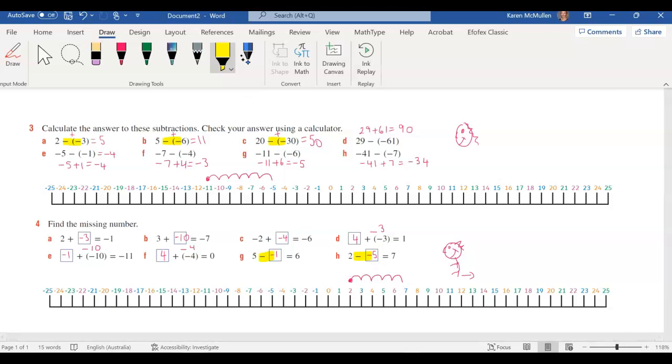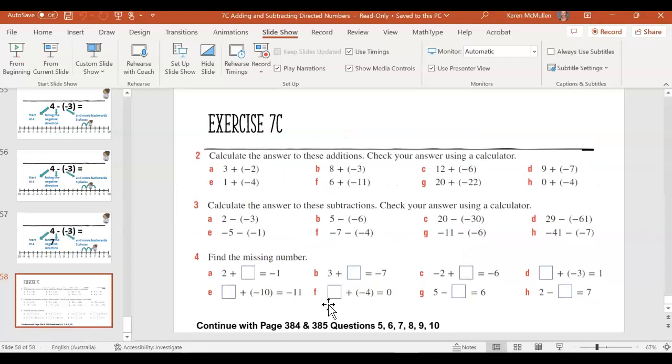All right, the other questions you need to do, just on the bottom here, pages 384 and 385, questions 5, 6, 7, 8, 9, 10.